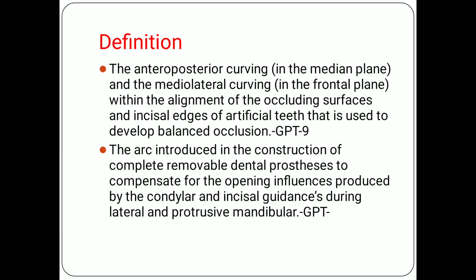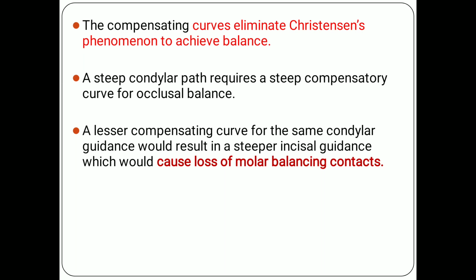If they ask you for the definition: the anterior-posterior curving in the median plane, whereas mediolateral curving in the frontal plane, with the alignment of occluding surfaces and incisal edges of artificial teeth that is used to develop a balanced occlusion, is called a compensating curve. Why do we have to establish these compensating curves in the artificial dentition? The importance is to eliminate Christensen's phenomenon to achieve balance.